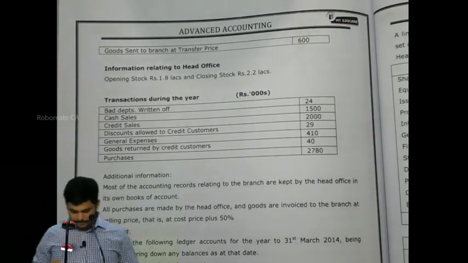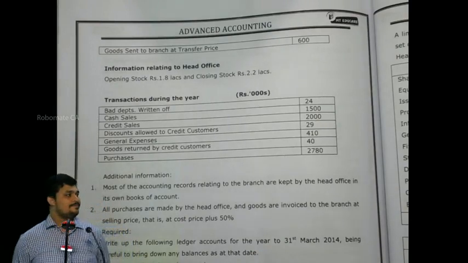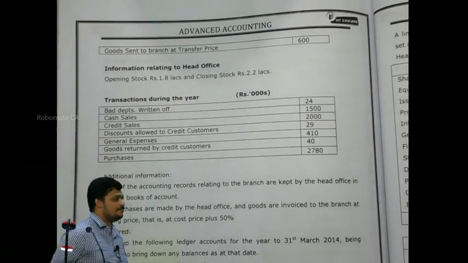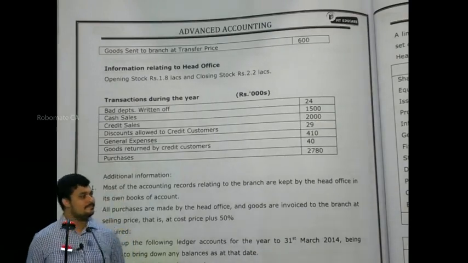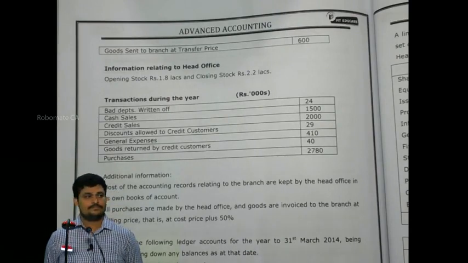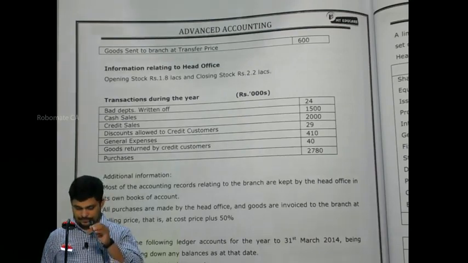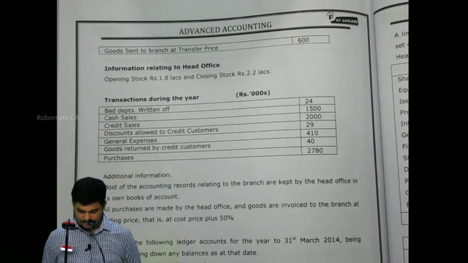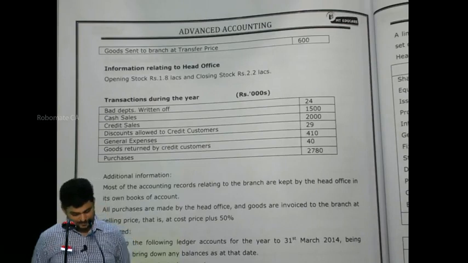Required: write up the following ledger accounts for the year to 31st March 2014, being careful to bring down any balances as at the date. First, branch stock account. Second, goods sent to branch account. Third, branch stock adjustment account. Fourth, branch debtors account. And fifth, branch bank account. Compile Paper Products trading and P&L account for the year to 31st March 2014.